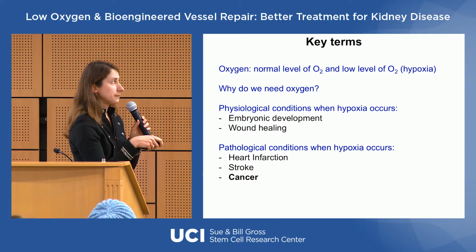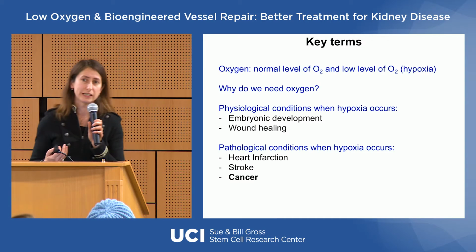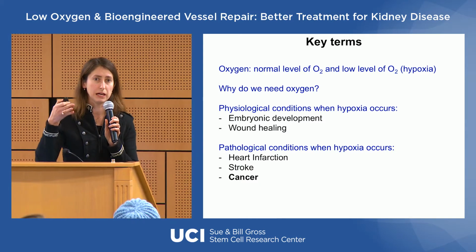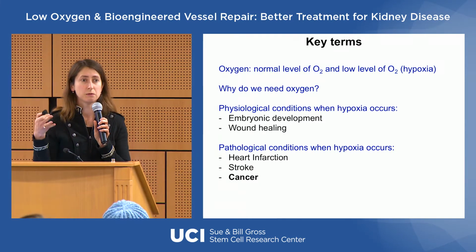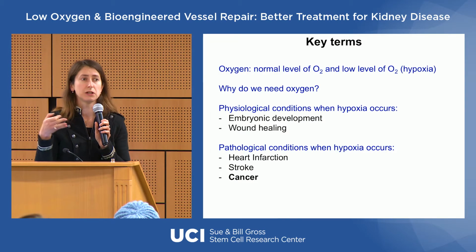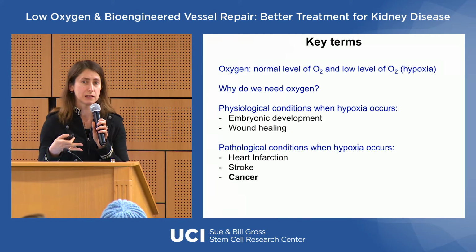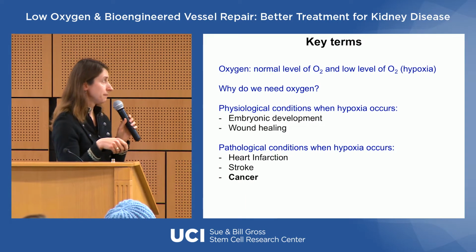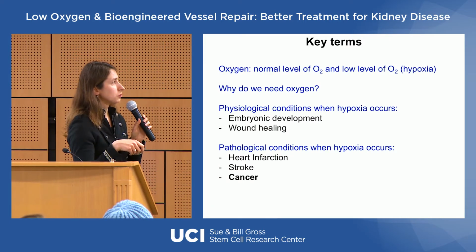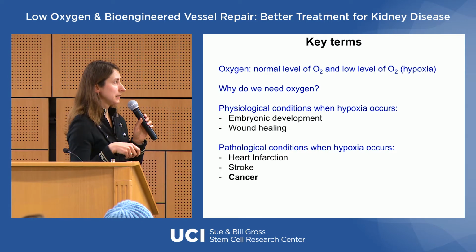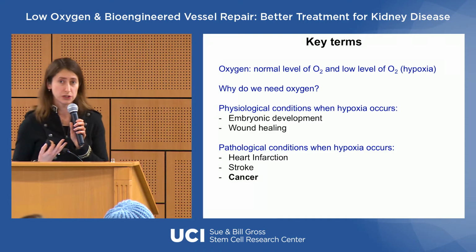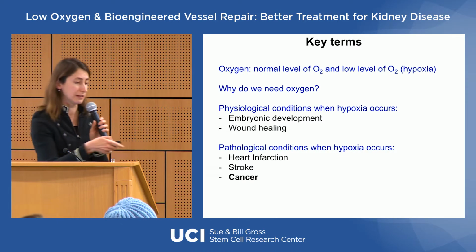Another process we encounter on a regular basis is wound healing. And wound healing, this is when the blood vessels get damaged. Blood vessels get damaged, then delivery of oxygen is impaired, and then this is when also hypoxia is taking place. There are a number of pathological conditions I need to bring up: heart infarction, stroke, and cancer. And since I'm a cancer biologist, I'm going to talk mainly about cancer today.